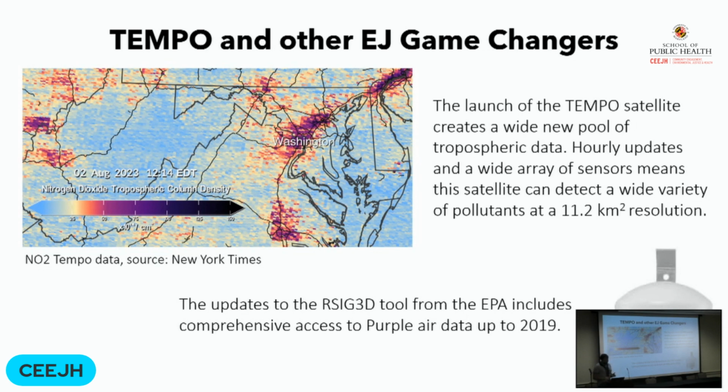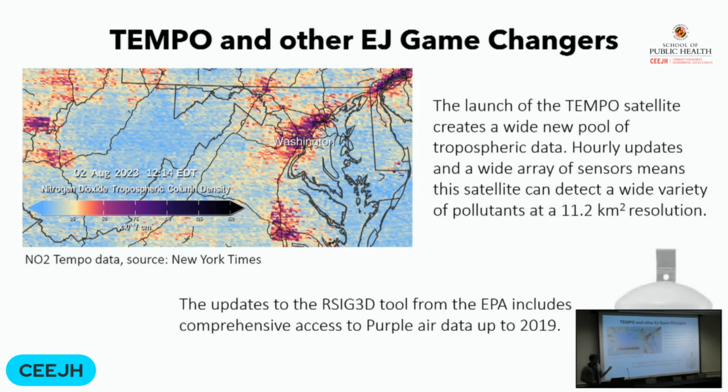Now, the one thing that I should note about this is that this is a satellite. The resolution it gets is 11.2 square kilometers, which is a large area. I think it comes out to like 6 square miles, right? From a technological perspective, this is incredible. We're talking about a thing that's circling the Earth from a couple thousand feet up in the air, taking pictures at this scale. But for an individual level, it's not as helpful, which is where the RESIG and PurpleAir comes into play.